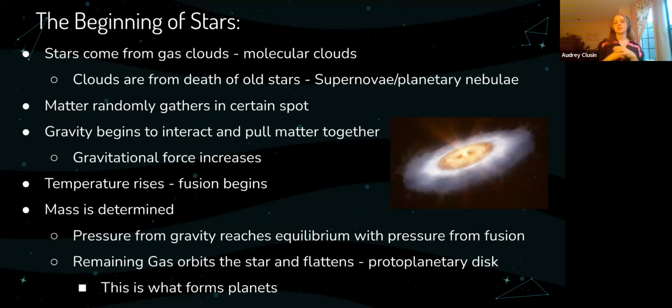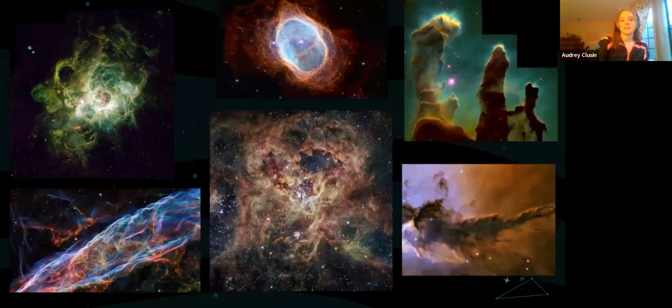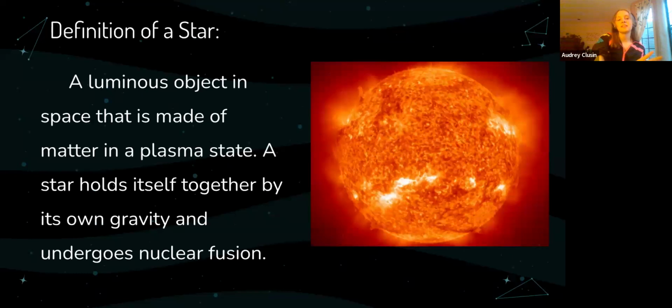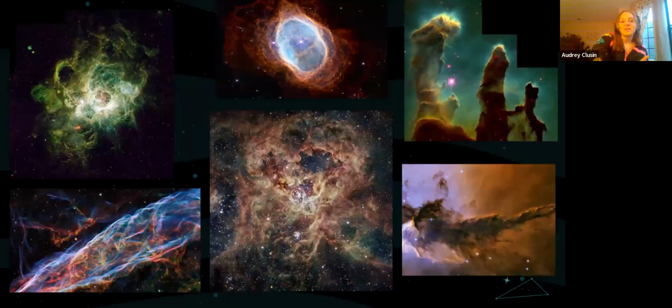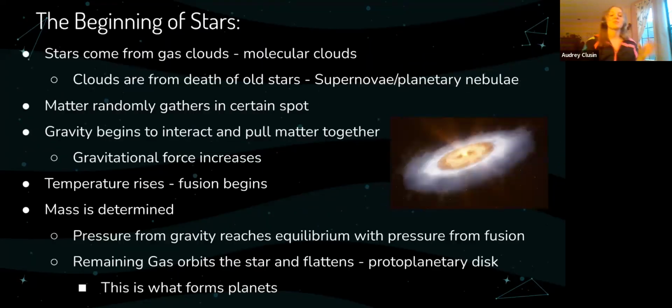And because of the heat and pressure combined, I said this at the beginning of the lesson, but a star is a luminous object that's in a state of plasma. So, because of all the pressure and the temperature, the particles of dust or stuff in the center of the star turn into a state of plasma, and this begins nuclear fusion. Talk about nuclear fusion later.